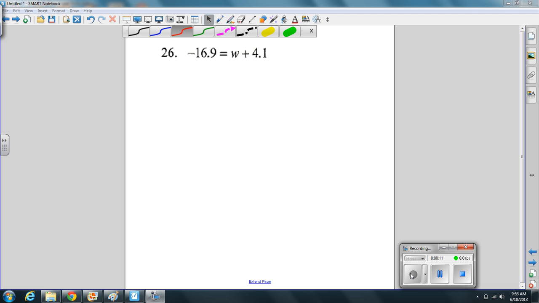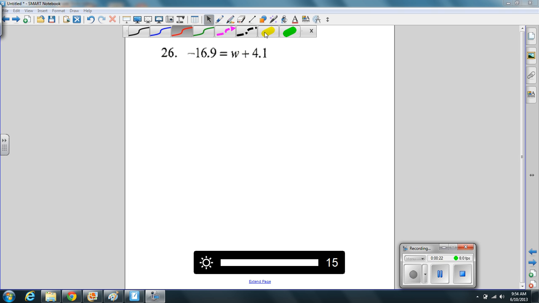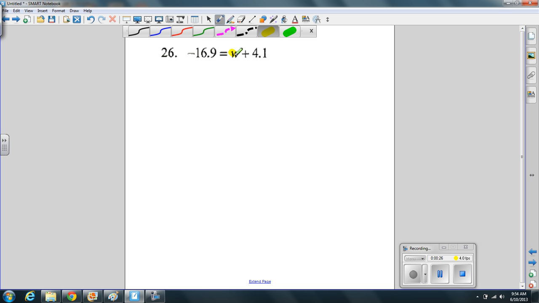Our goal for number 26, negative 16 and 9/10 equals W plus 4 and 1/10. Our goal here is to isolate and solve for W. So what we want to do is isolate our variable. The easiest way to do that is undo this positive 4 and 1/10, which would be to subtract 4 and 1/10.